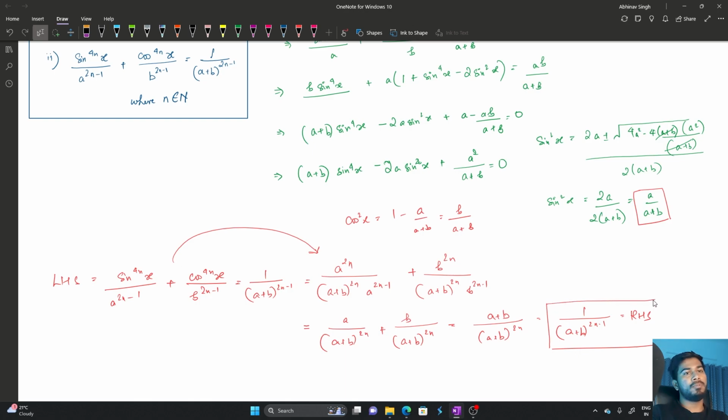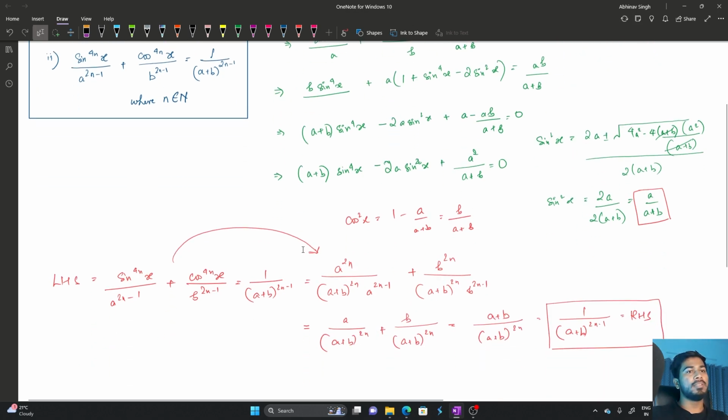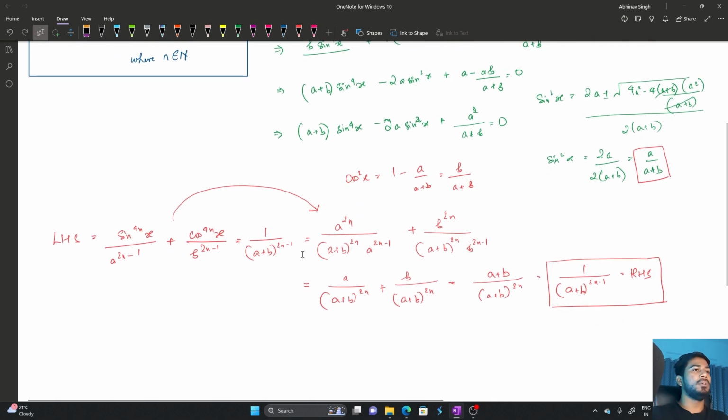So we have proved that LHS is equal to RHS, which was the second part of the question. Now the first part of the question is simple to prove. If we substitute the value of n equals 2, we will get the first equation that we need to prove. So this is a very intuitive way in which you can solve this problem, and you can approach this question. Thank you.